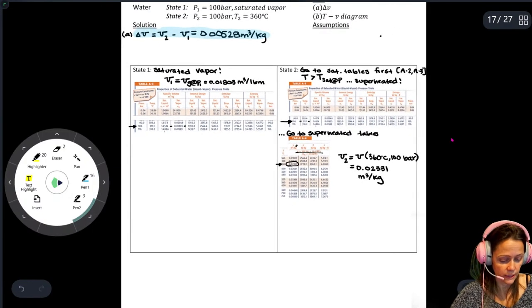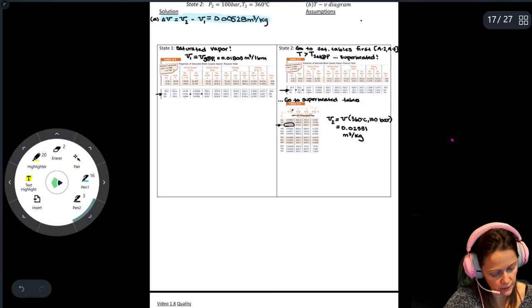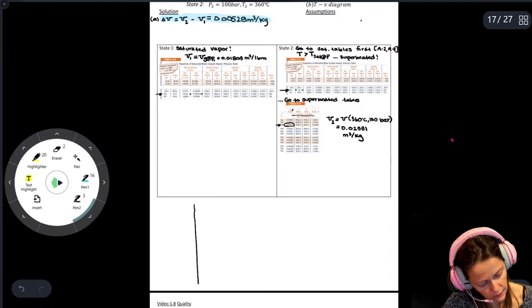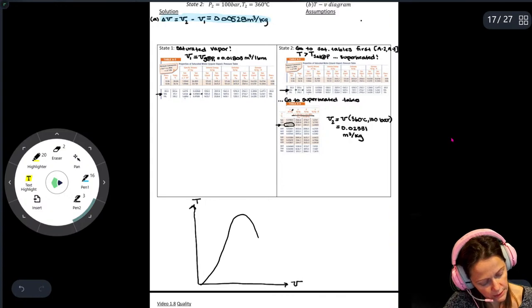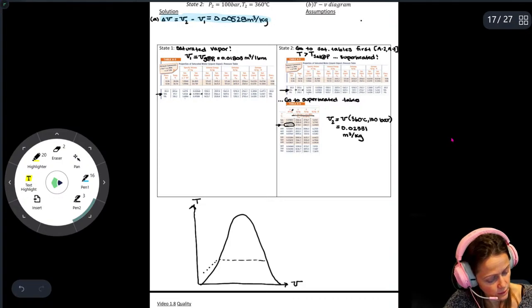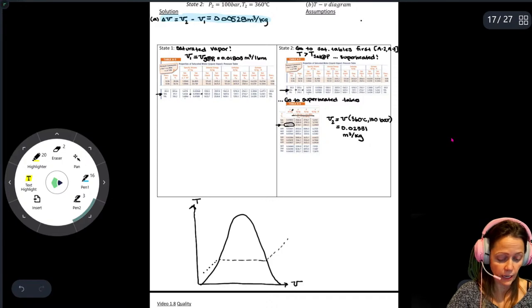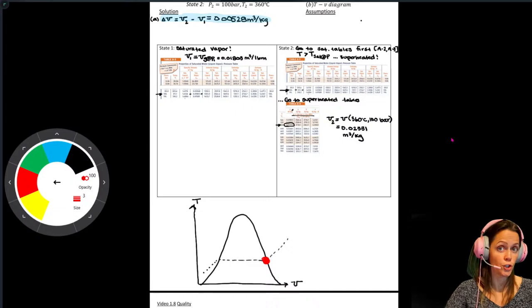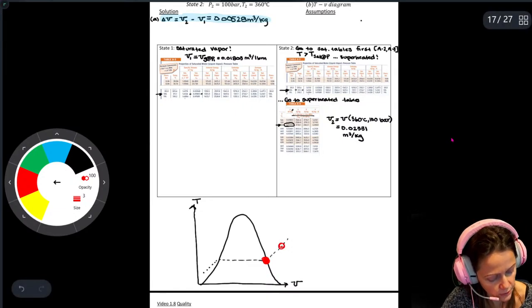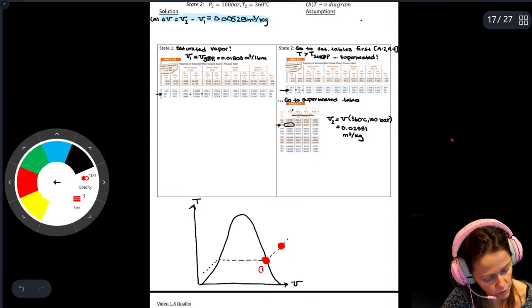And then we do need to draw it on a TV diagram, so I left a little bit of room down here. So go ahead and get that. So TV. And here's where you definitely want to draw that line of constant pressure, because your process takes place along a line of constant pressure. And state one, it's a saturated vapor. So it's right there on that saturated vapor line. State two, it's superheated, so you know it's got to be in the superheated region, but it's also along that line of constant pressure. So here's one, here's two, here's the line that connects them.